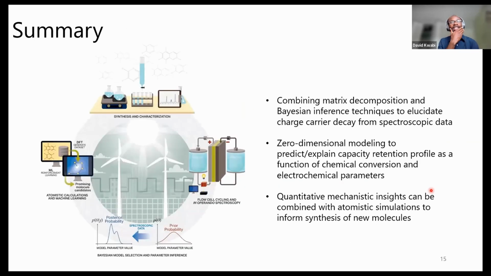Okay, so with that, I thought I'll just summarize the work I've shown to you. We've done a lot on combining matrix decomposition and Bayesian inference techniques to elucidate charge carrier decay from spectroscopic data. This information can be combined with zero-dimensional modeling to predict and explain capacity retention. And in principle, we can use some of the quantitative insights we've learned to inform the synthesis of new molecules.